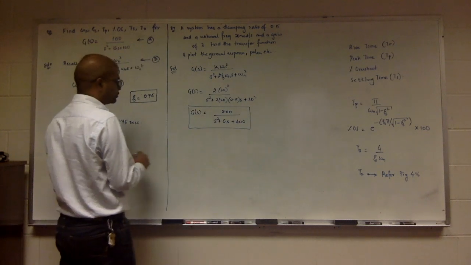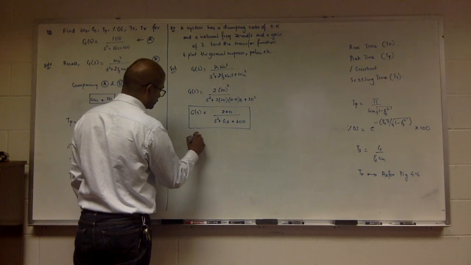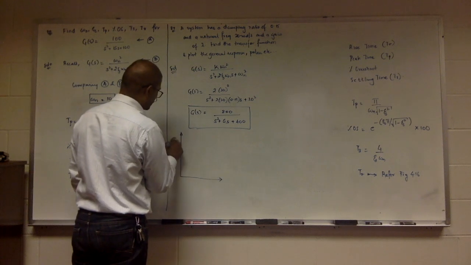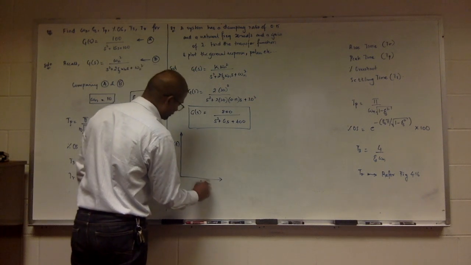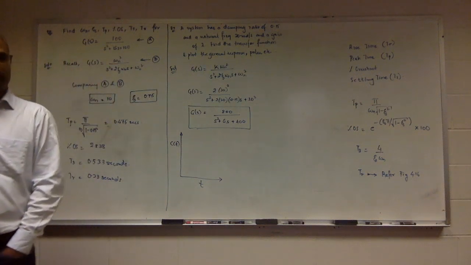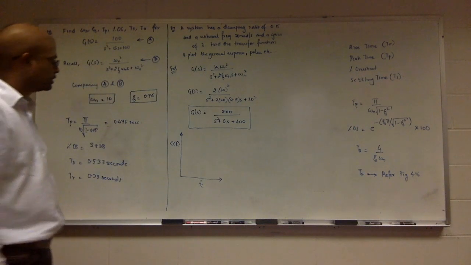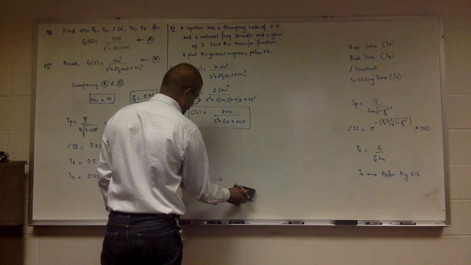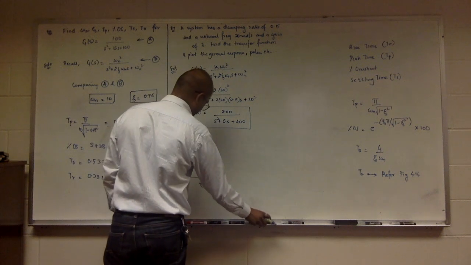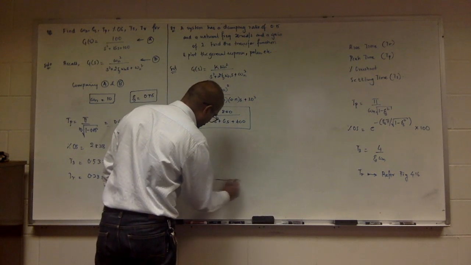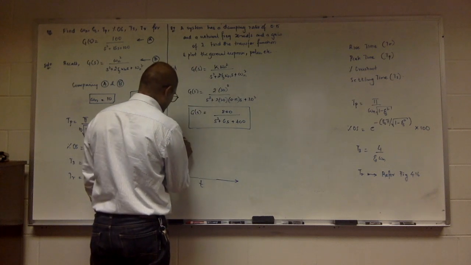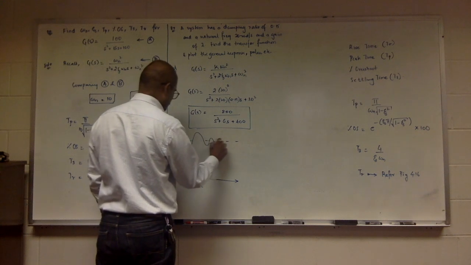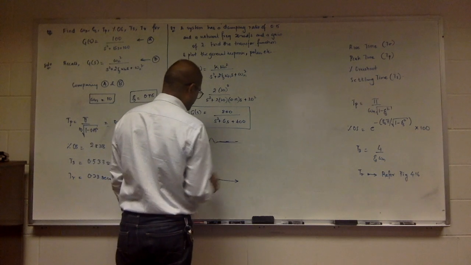Okay, now how will the pole plot look? First, let's look at the general response. If I ask you to draw the step response, how will it look? Anybody? Oh, you know the 0.15. What kind of system is this? That is an underdamped system, right? So your general response will look like this. You got it? Underdamped system.